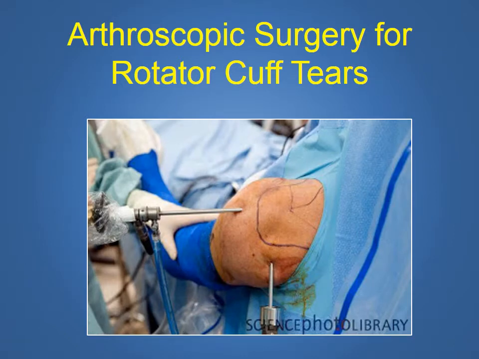This is a photograph displaying the setup for arthroscopic shoulder surgery. A small camera is placed inside the shoulder through a small incision on the side, and a shaving device is placed in the back of the shoulder through a similar small incision.